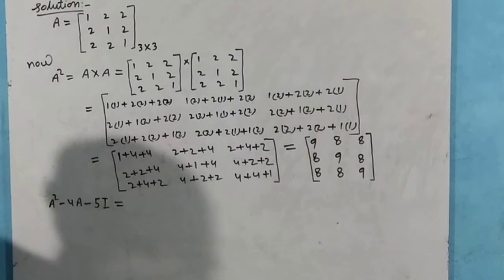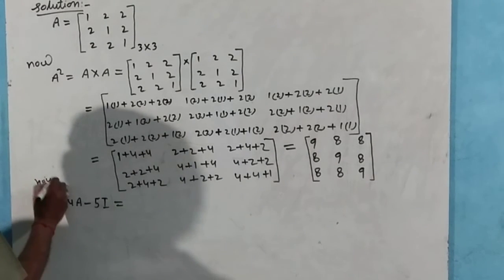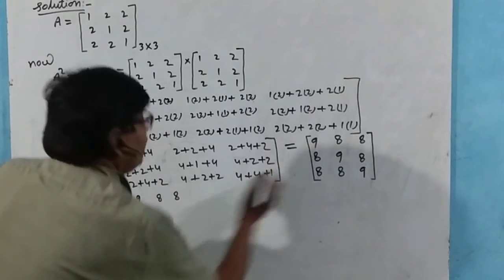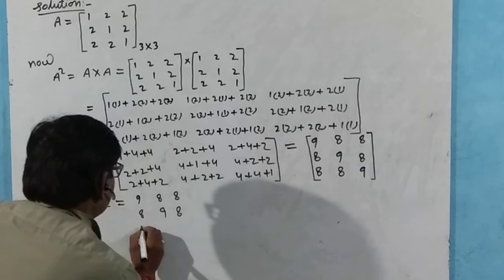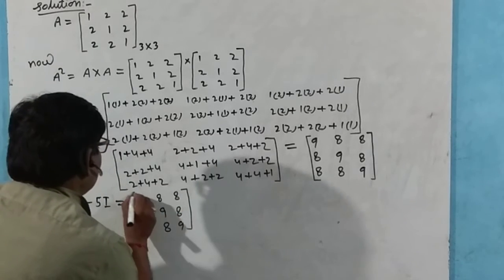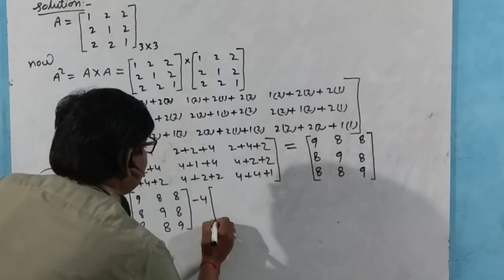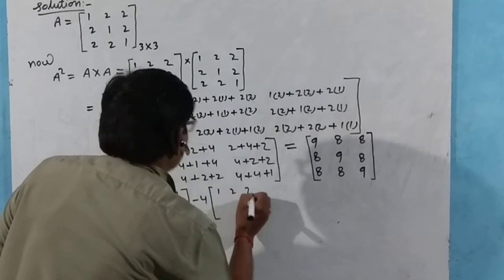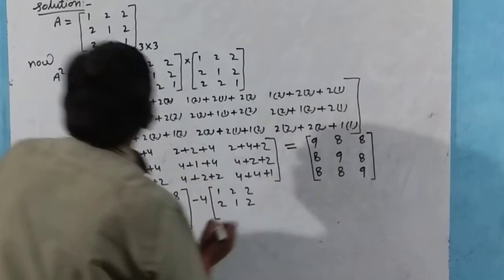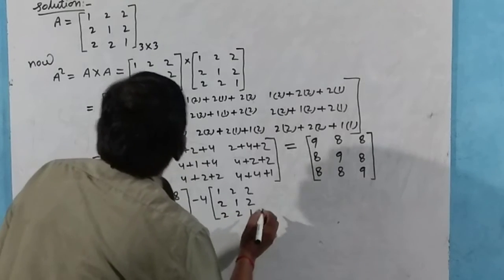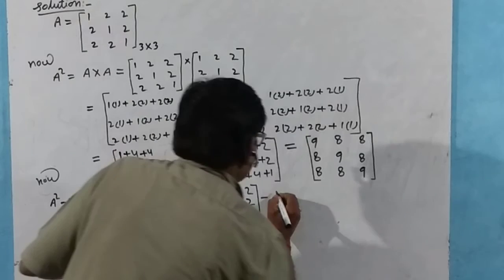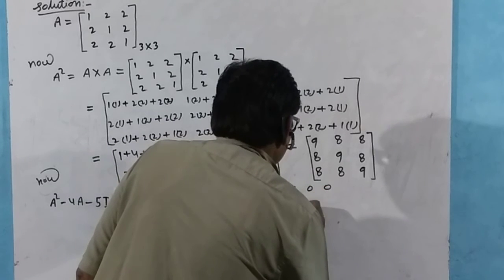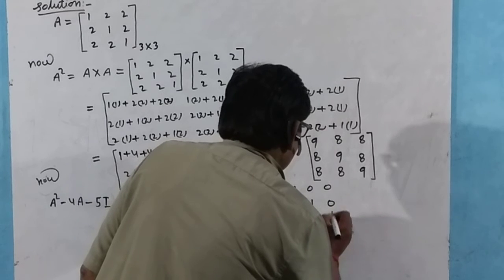Now here putting this, A square comes here, 9 8 8, 8 9 8, 8 8 9, minus 4 A, where A is this 1 2 2, 2 1 2, 2 2 1, minus 5 I, the identity matrix 1 0 0, 0 1 0, 0 0 1.